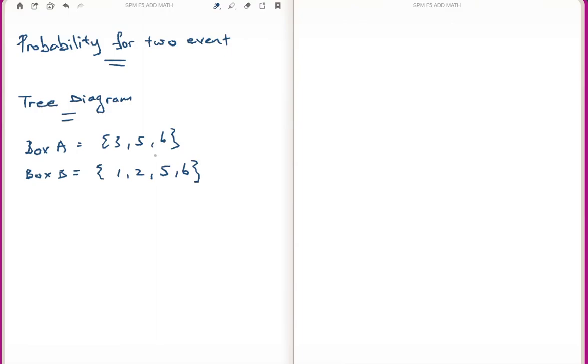Now, if I want to find out the possibility that, when you take one ball from box A and one ball from box B, the two numbers are the same number, how are we going to do that? There are a few ways of doing it. The first way is by using a tree diagram. So that would be the first trial with 3. This is 5.